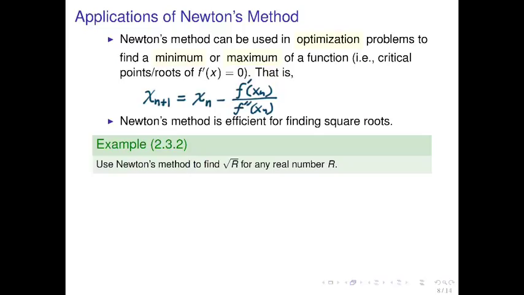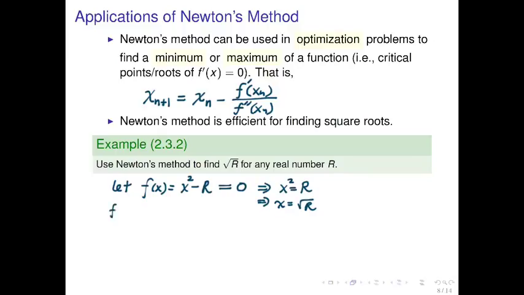Newton's method actually is very efficient for finding square roots. For example, in this case, we wanted to find the square root of r for any real number r. What we do is we start with the function f of x, that is x squared minus r. Because if I do that, then I know the x value that solves this problem will be the square root of r. So to find the square root of r, it's sufficient, or equivalent, to find a root of the function f of x described here.